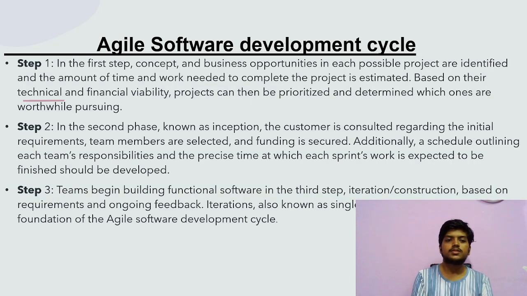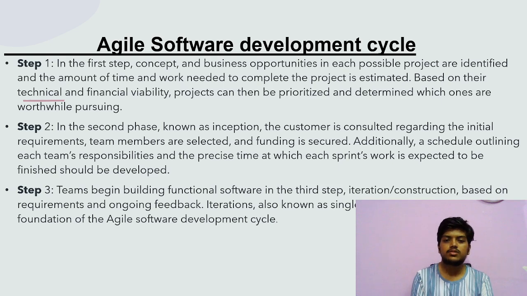Agile software development cycle. Step one: in this first step, concept and business opportunities in each possible project are identified, and the amount of time and work needed to complete the project is estimated. Based on the technical and financial viability, projects can be prioritized and it can be determined which ones are worth pursuing.